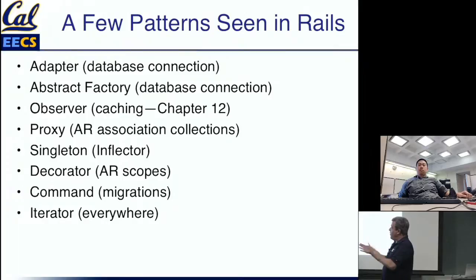When we talk about caching, which is in part 2 of the DevOps lectures, we're going to see that one way that you can do caching is what's called the observer pattern, where you want one class to be notified when an interesting event happens in another.